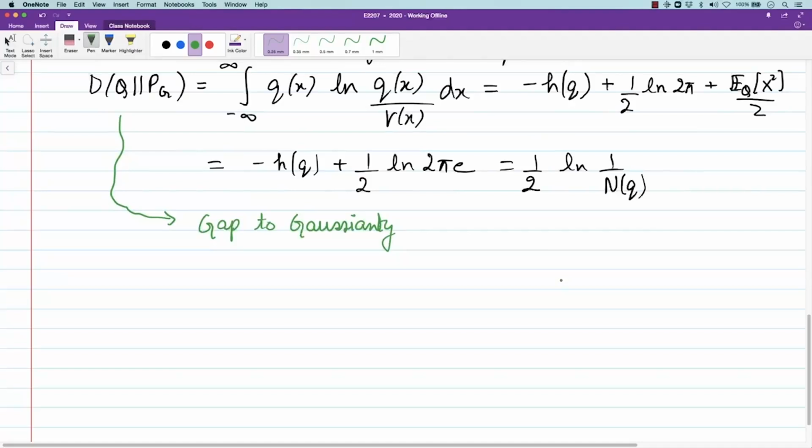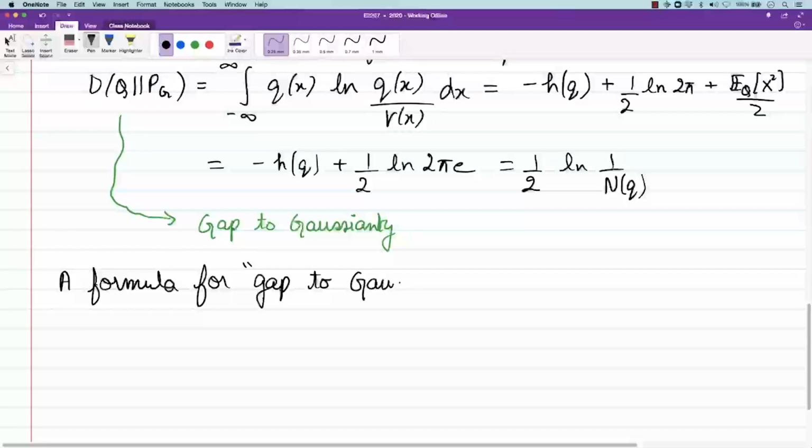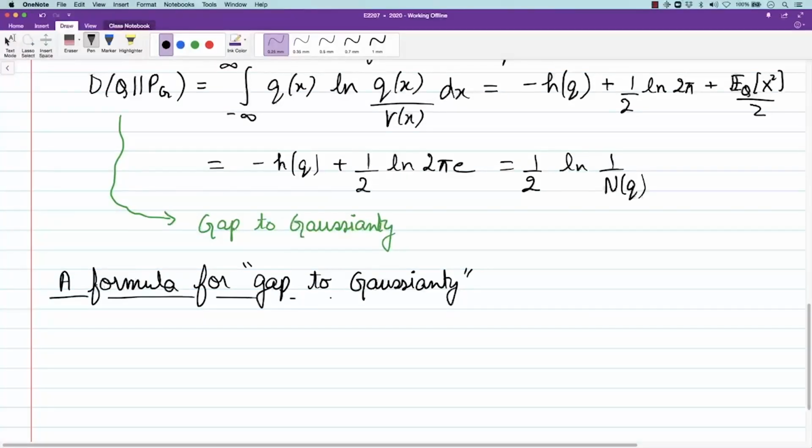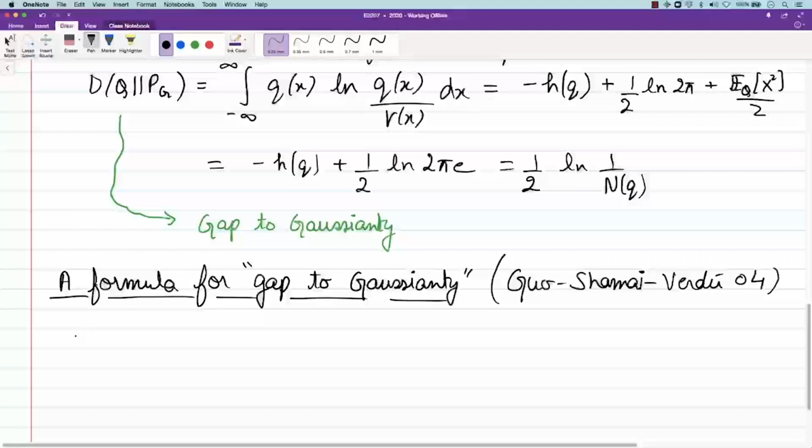Okay. So with this observation, we now recall a formula for this gap to Gaussianity. This is the formula due to Guo, Shamai, and Verdu in 2004. It says that we consider a specific channel.